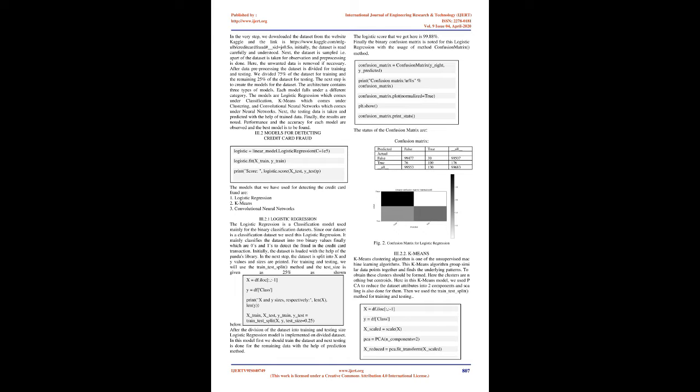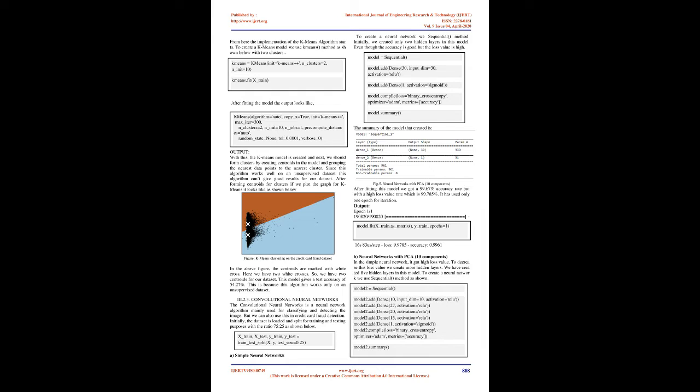X = df.iloc[:, :-1]. Y = df['Class']. print("X and Y sizes, respectively", len(X), len(Y)). X_train, X_test, Y_train, Y_test = train_test_split(X, Y, test_size=0.25).